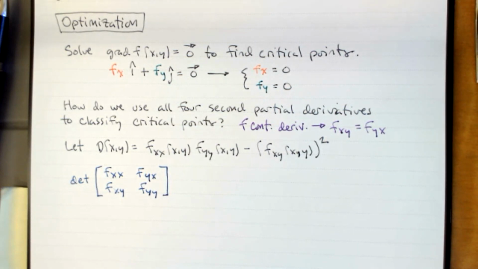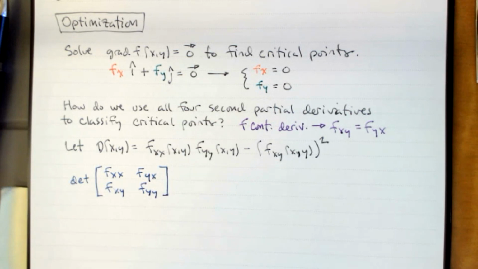Let's take a look at how we're reading what's going on with this D function. If D is positive and fxx is positive, then we have a local minimum. If D is positive and fxx is negative, then we have a local maximum. This, in part, makes it seem like we're reading the second derivative: positive, local minimum; negative, local maximum. But we're only looking at one of our four second partial derivatives, fxx. In fact, we could also state this using fyy as being positive or negative.